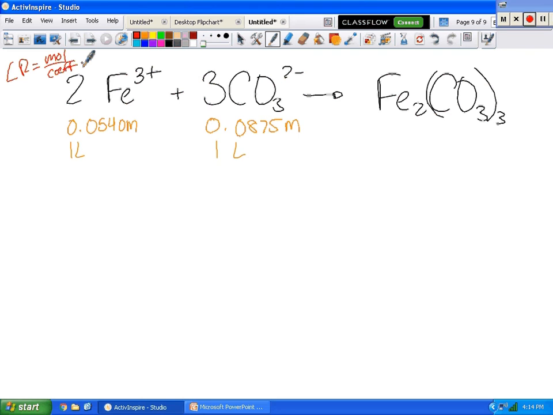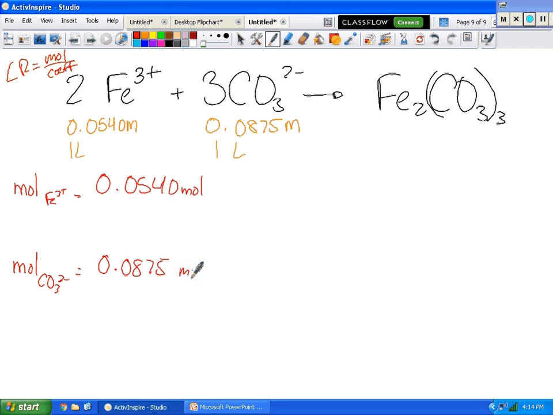Okay. So we've got the moles of Fe3+ equal to 0.0540 moles. Now again, why is it the same as the concentration? The volume is 1. We're going to just assume 1 liter. I know it doesn't tell you, but we're assuming it. And then the moles of the carbonate is equal to 0.0875 moles. One more time. Why is the number of moles equal to the concentration? The volume is 1. Molarity times volume is moles. So the molarity times 1 is the same thing.